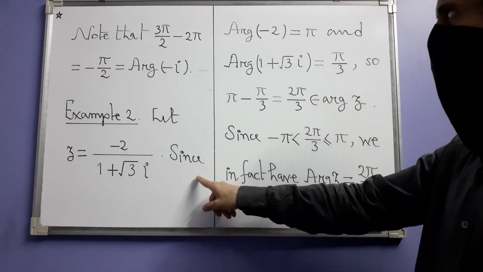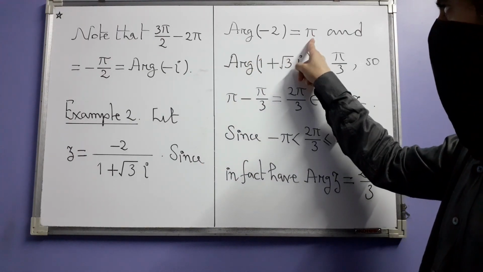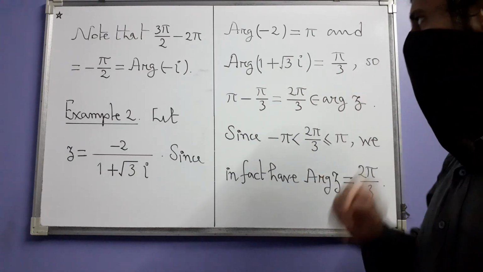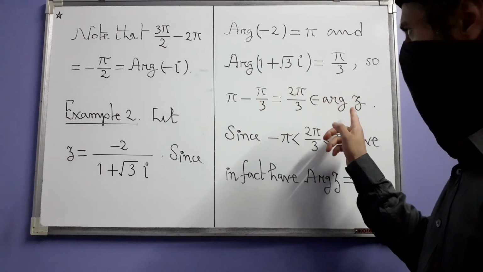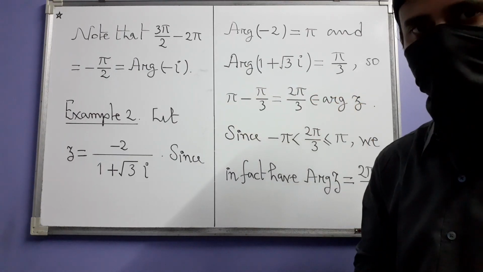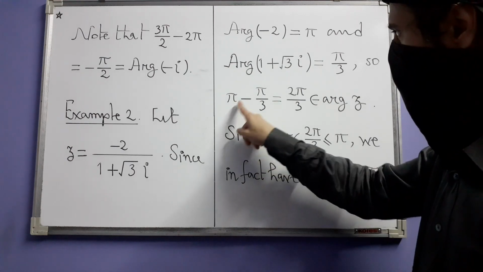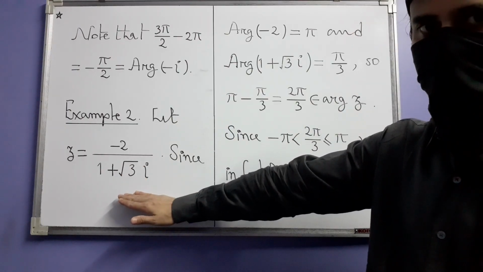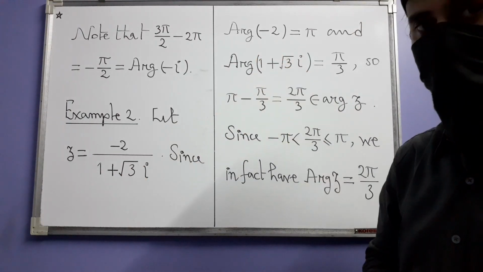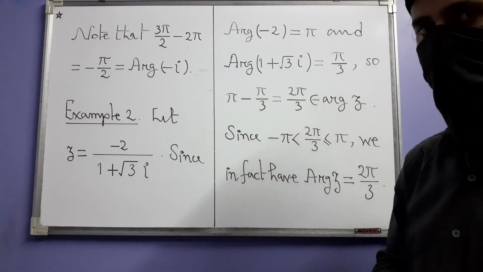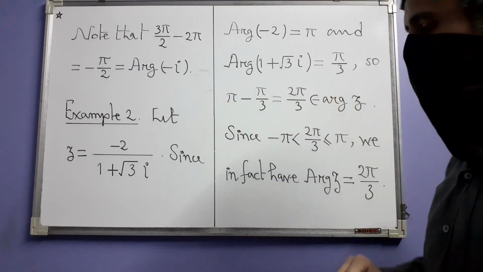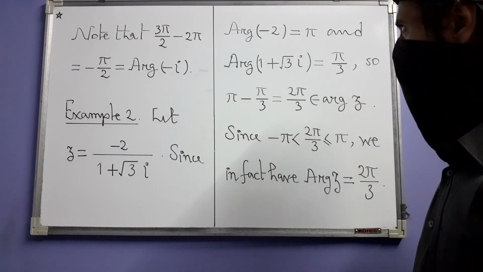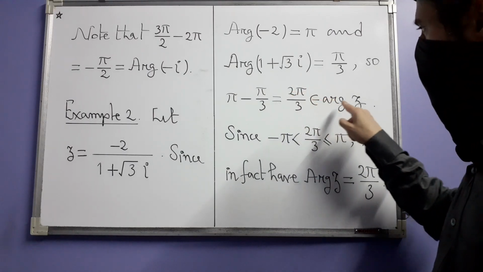So we write like this: since the principal argument of minus 2 is pi and that of 1 plus root 3i is pi divided by 3, by that second formula, the argument of z will have this value as an element in it, pi minus pi divided by 3. The argument of this minus the argument of this. I say the argument because we are using principal argument. But actually you can use any arguments, okay? Not necessarily these values have to be used. You can use any arguments of these two complex numbers. But anyway, so this will be an argument of z.